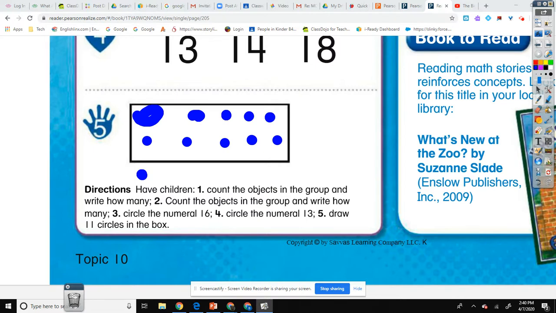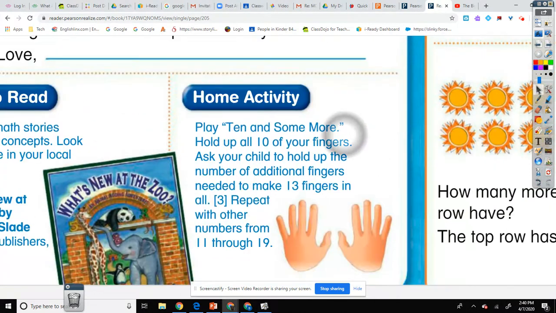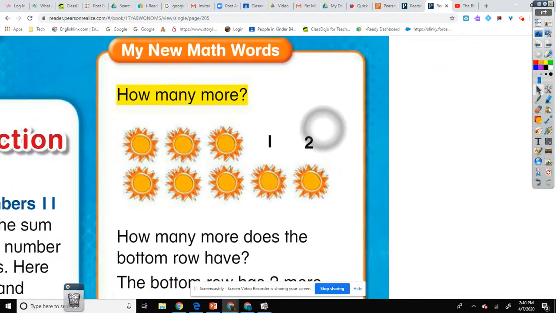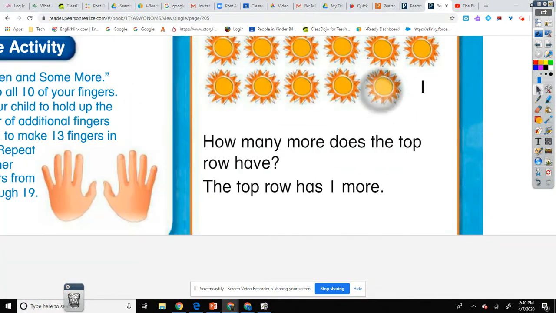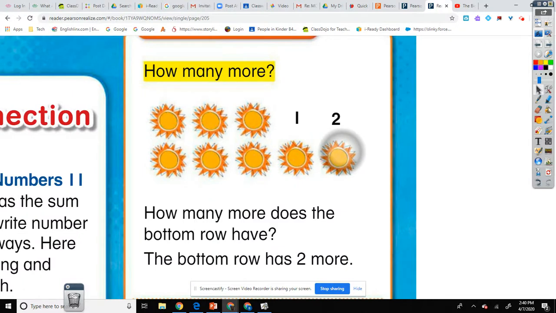Let's see the other side. Let's take a look at the other side of the paper. The other side of the paper says, all right, how many more? Is there any directions? No, you just need to read it. So the first row has 1, 2, 3. Let's see what the second row has. 1, 2, 3, 4, 5. So what that means is that there's 3 on this first row, and there's 5 in this second row.